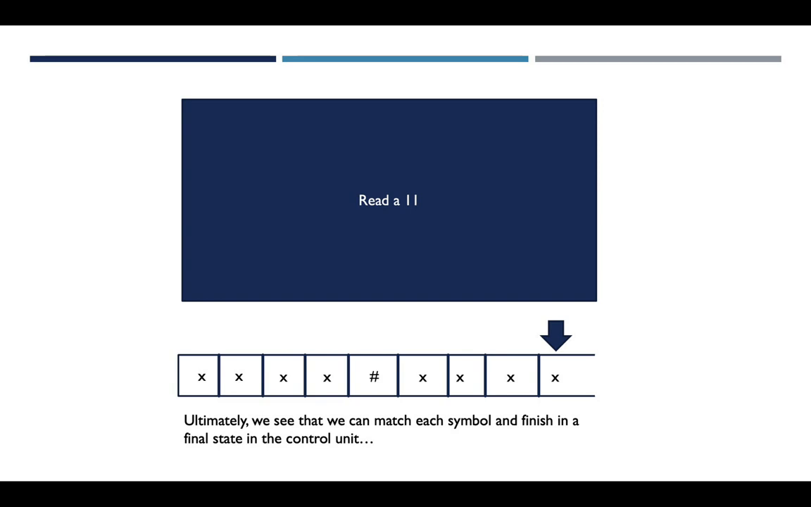And ultimately, for this string, what we're going to see is that we have a whole bunch of X's, a hash sign, and then another whole bunch of X's. In the event that we have no additional input on the tape, that means that we have finished in a final state and all is well. We have answered the membership question, and it turns out that this algorithm will work for any arbitrary string inside of that language. We have a Turing machine that will tell us that yes, indeed, this string is inside of the language.